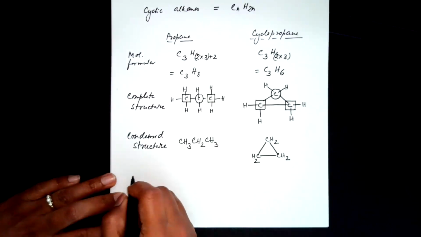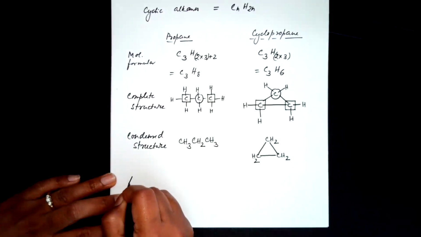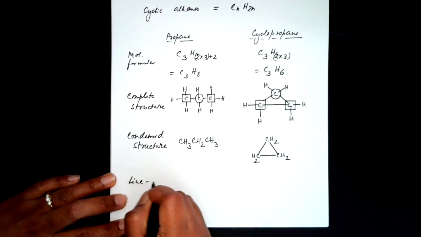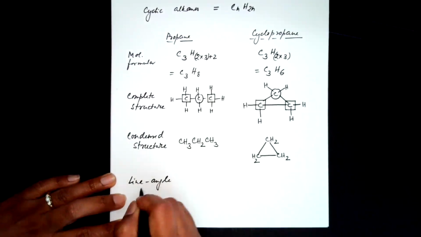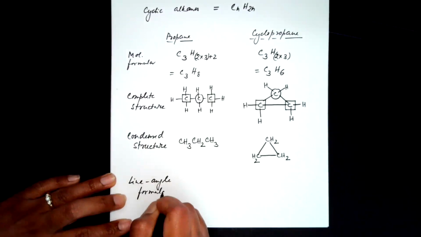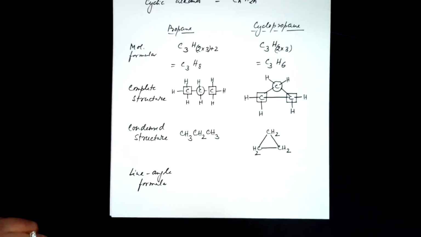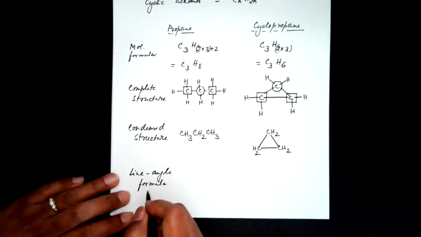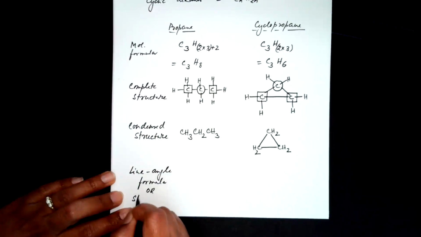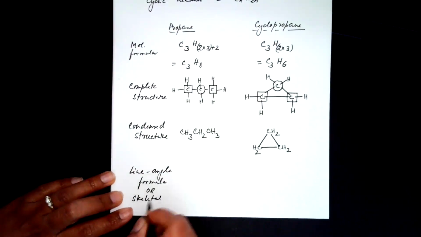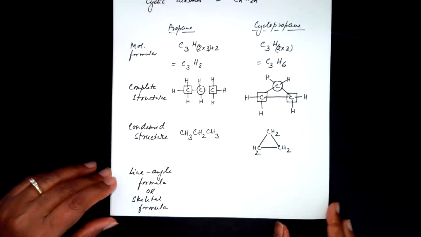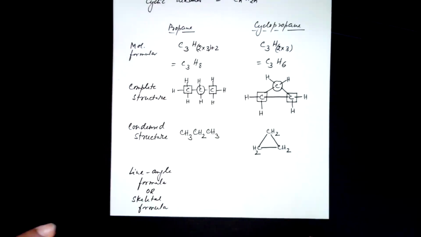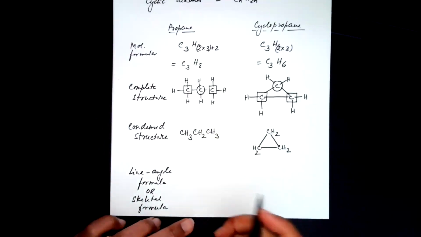The last way of drawing this molecule would be showing its line angle formula, which also goes by the name of skeletal formula. So I'll just write it here again. Skeletal formula. And I have again, a previous video that I have talked about all of these structures for acyclic compounds.